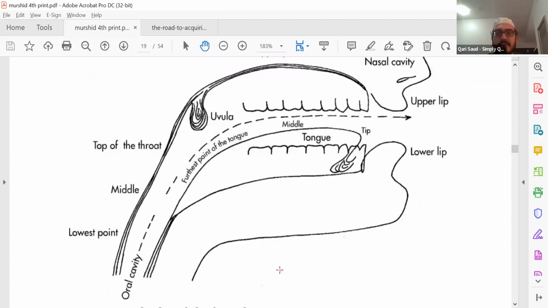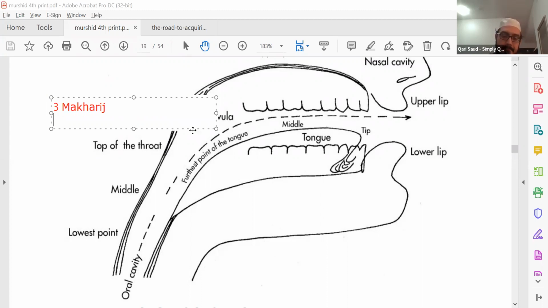We have 6 letters. Okay. And we did the oral cavity, but let's keep that aside for now. So Makhārij number 2, 3, 4. There are 3 Makhārij we covered. So we did 3 Makhārij, and how many letters did we have? 6 letters, right? So each Makhraj here in this case has 2 letters.